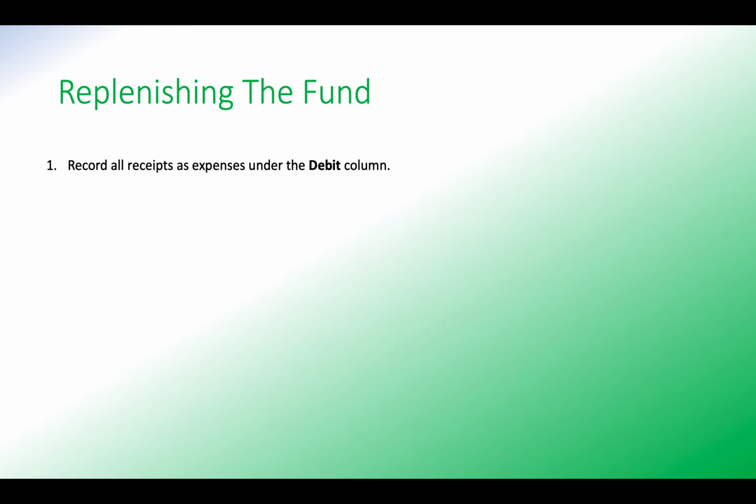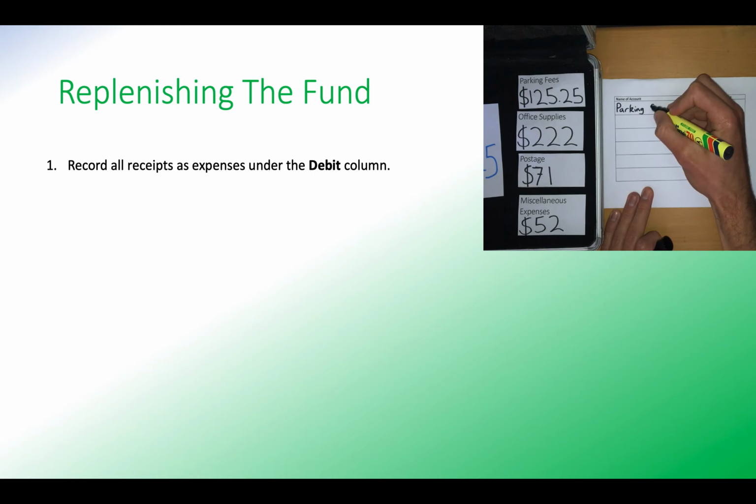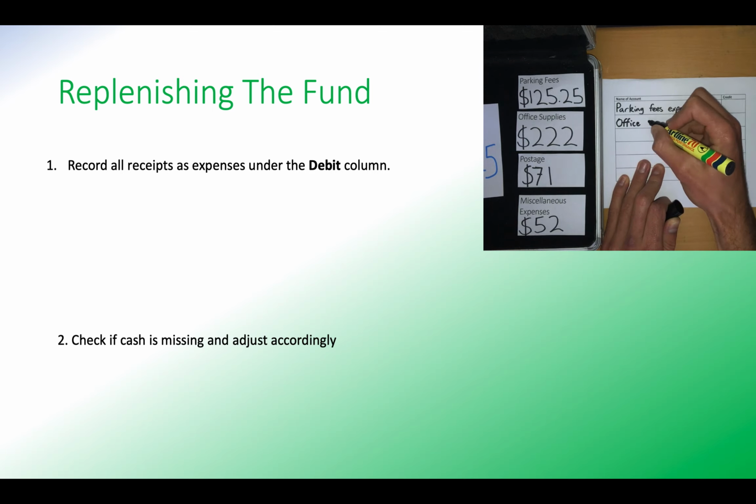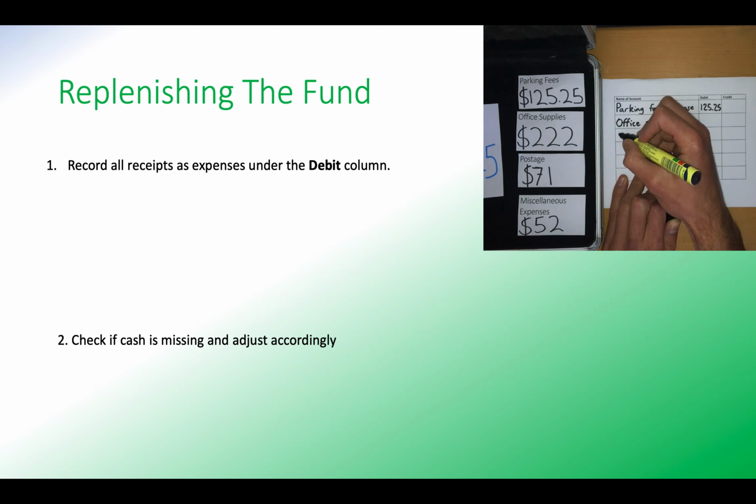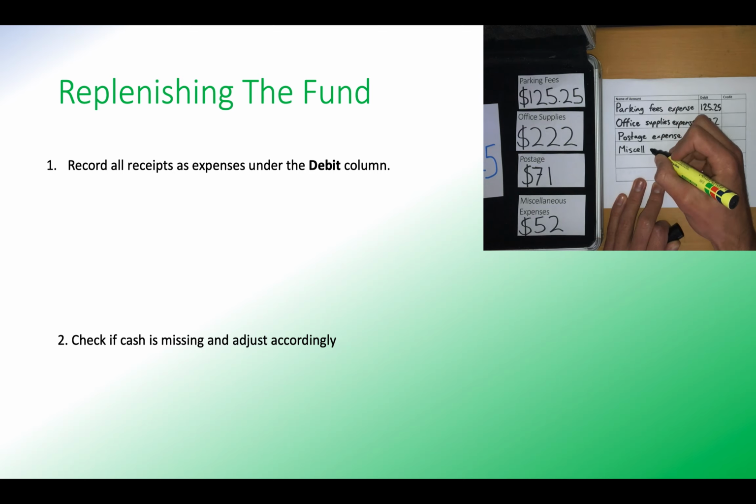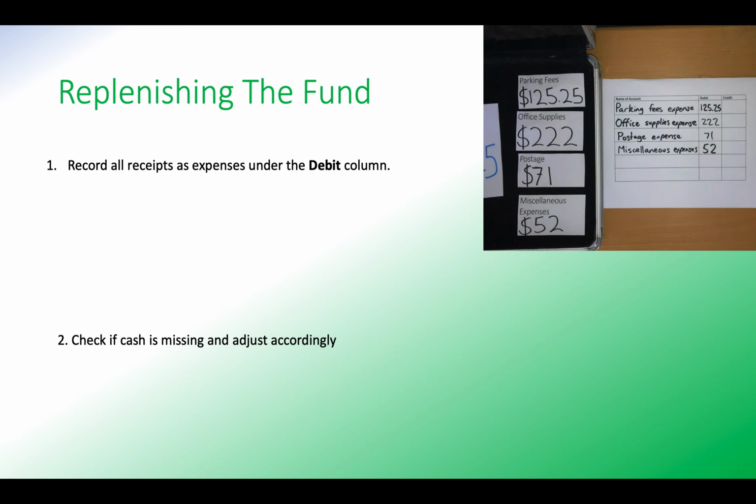Firstly, we take out all the receipts and record them as expenses in the debit column as we see in this video. Next, we add all of these expenses and cash left over. If this does not match $750 that we want, this is called cash over or short. In this case, $1.50 short in the debit column fixes it.